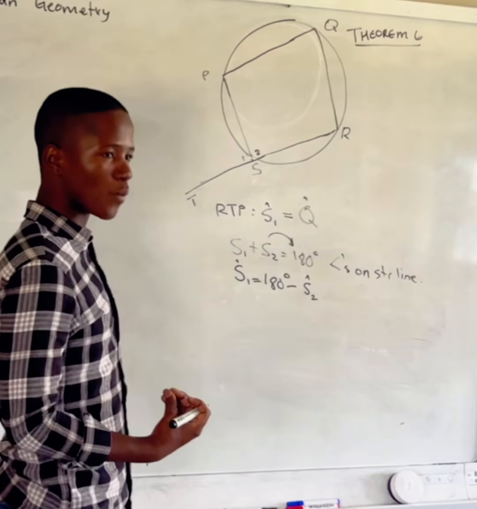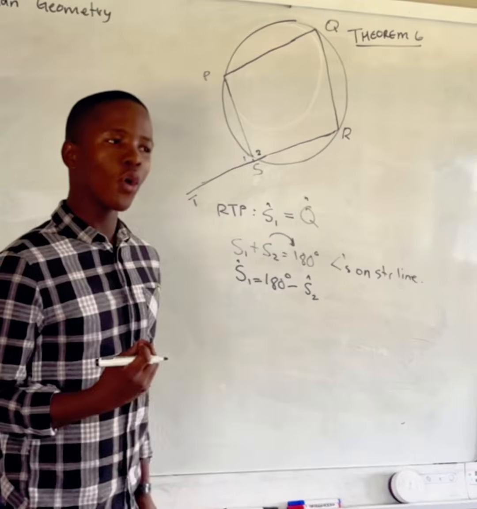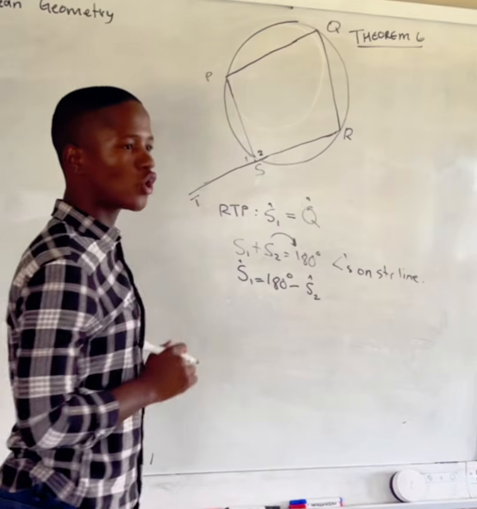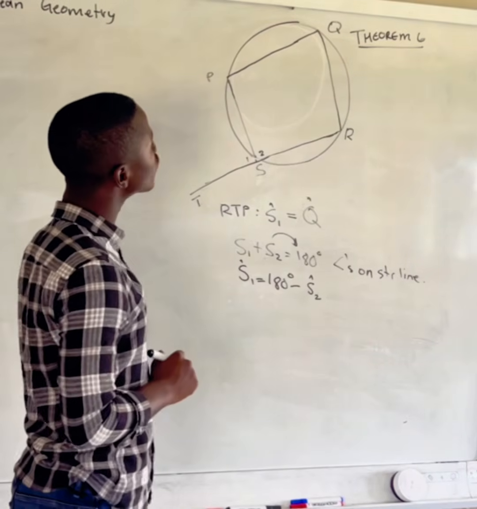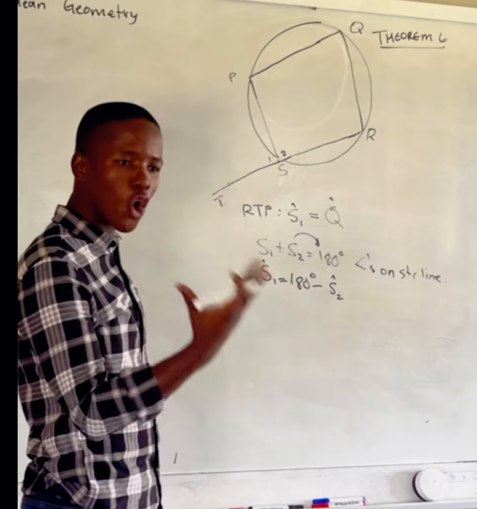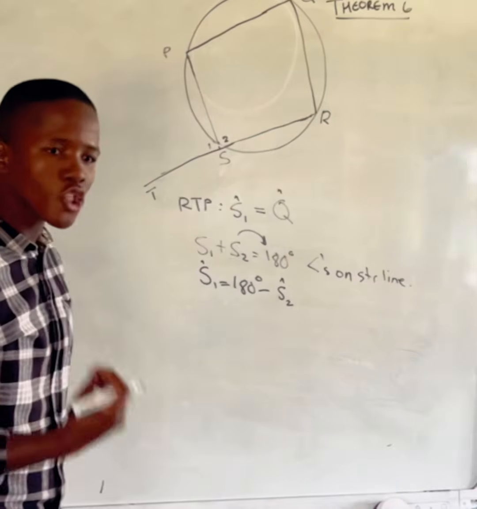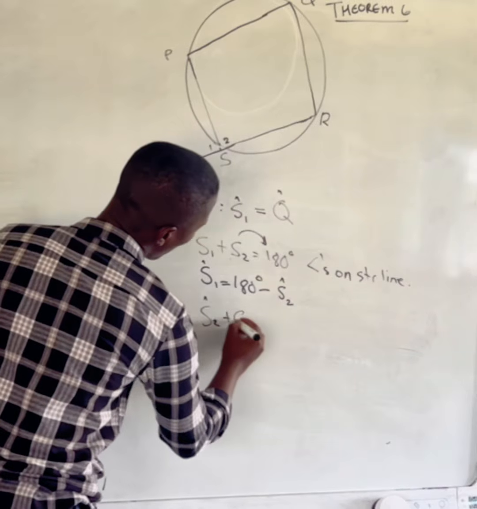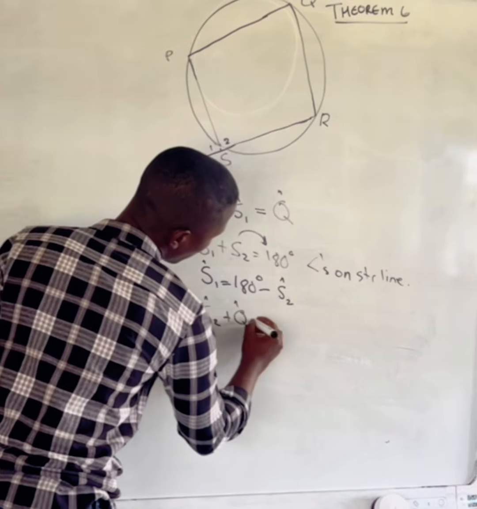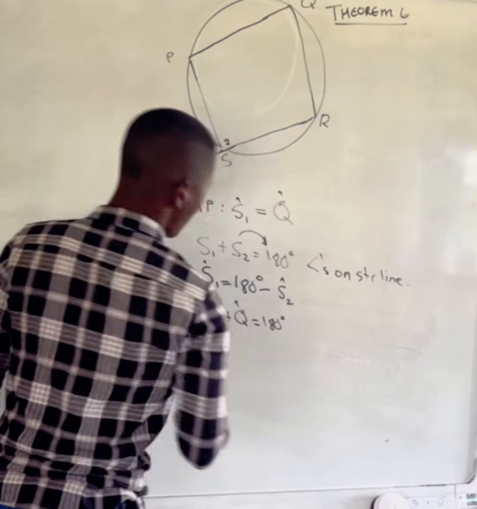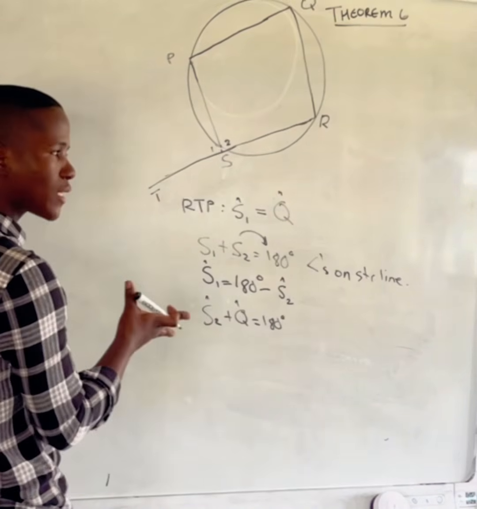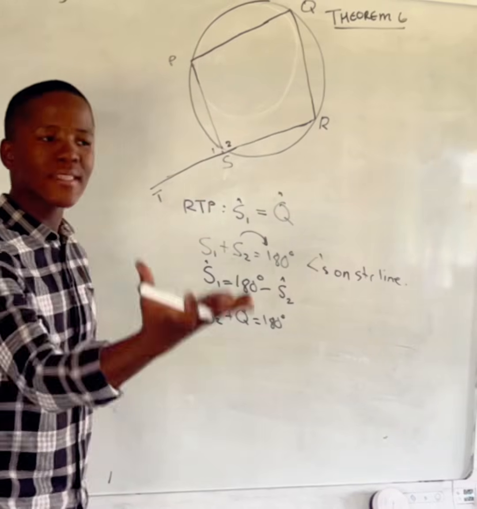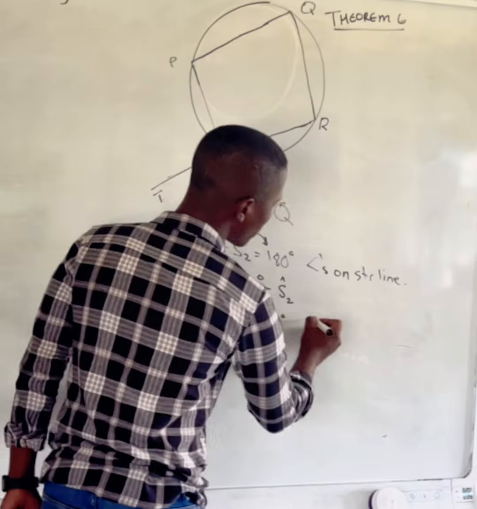subtract your angle S2. Similarly, if you look at your angle S2 and also your angle Q, can you see that your angle S2 plus your angle Q are going to give you 180 degrees? What is going to be your reason? Your angle S2 plus your angle Q are going to give you 180 degrees. This is because of Theorem 5, which states that the opposite angles of your cyclic quadrilateral are supplementary.